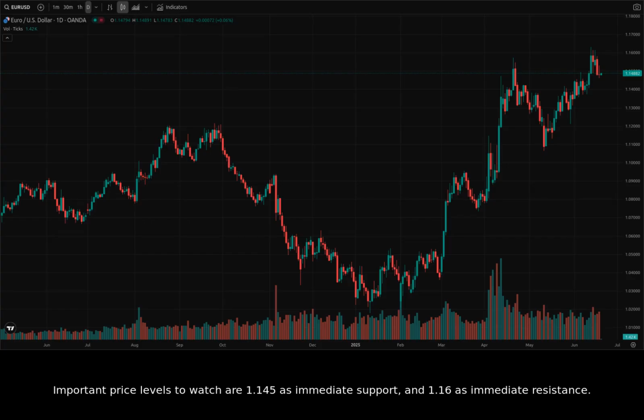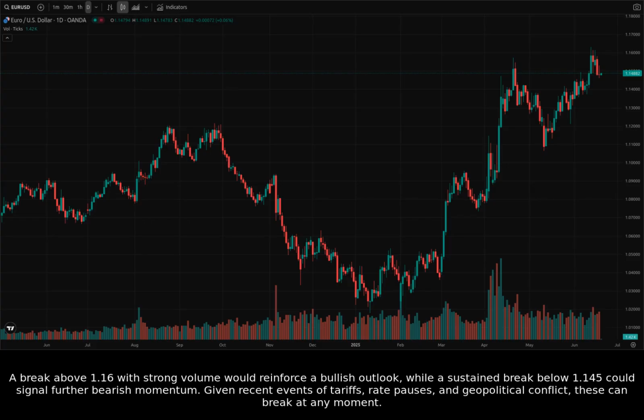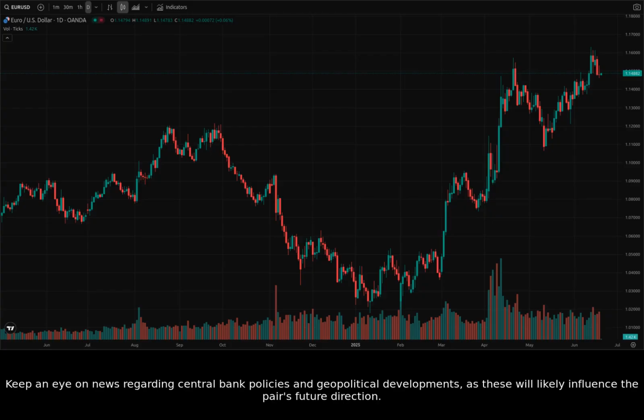Important price levels to watch are 1.145 as immediate support and 1.16 as immediate resistance. A break above 1.16 with strong volume would reinforce a bullish outlook, while a sustained break below 1.145 could signal further bearish momentum. Given recent events of tariffs, rate pauses, and geopolitical conflict, these can break at any moment. Keep an eye on news regarding central bank policies and geopolitical developments, as these will likely influence the pair's future direction.